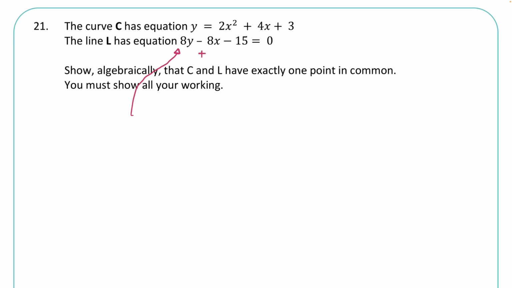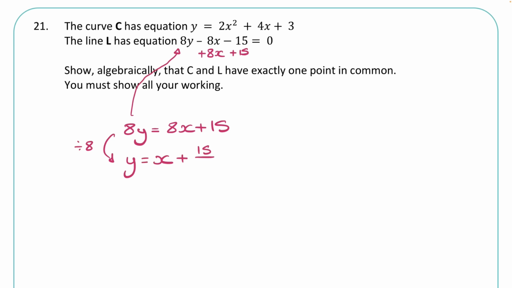So for starters, I can add 8x and add 15 to the other side. So that's 8y is equal to 8x plus 15. I can now divide by 8. That'll make it y equals. And I get y equals 1x plus 15 over 8. So there is my equation of the line. And my equation of the curve is already y equals. So now that they're both y equals, I can do what's called setting them equal to each other. So I can write 2x squared plus 4x plus 3 is equal to x plus 15 over 8.